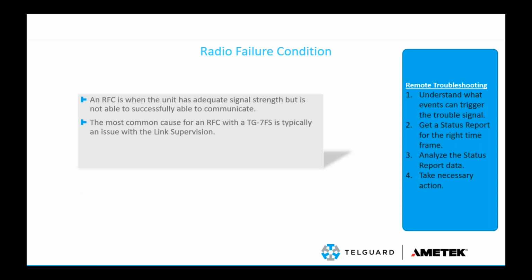Interference could also cause an RFC, but if you have interference on a Linc supervised unit, you're going to end up failing the supervision. So it's going to boil down to the RFC being because the supervision failed. And you can also get an RFC if it's a new install and your panel and Telguard aren't handshaking properly. So that's really your three causes for an RFC, but the main one to worry about with a SolPath TG-7FS would be Linc Supervision.